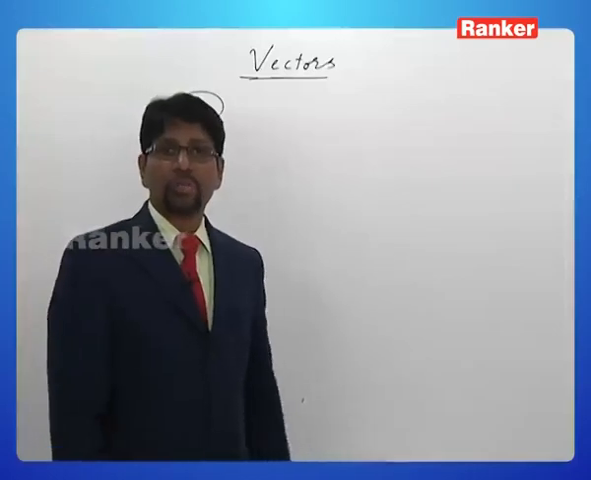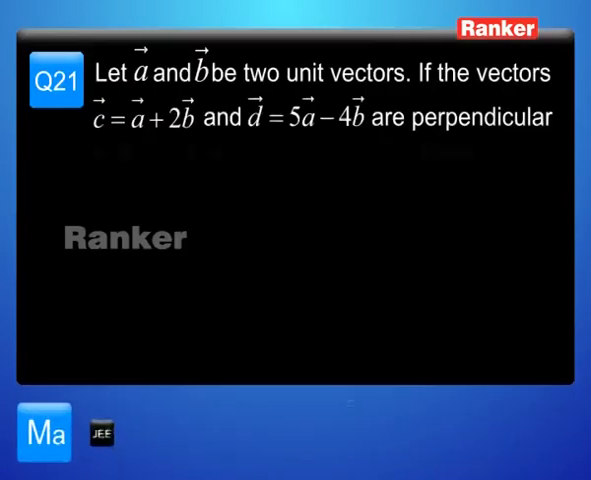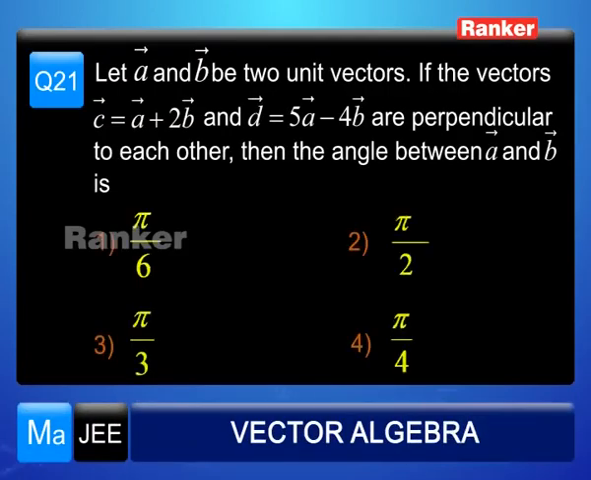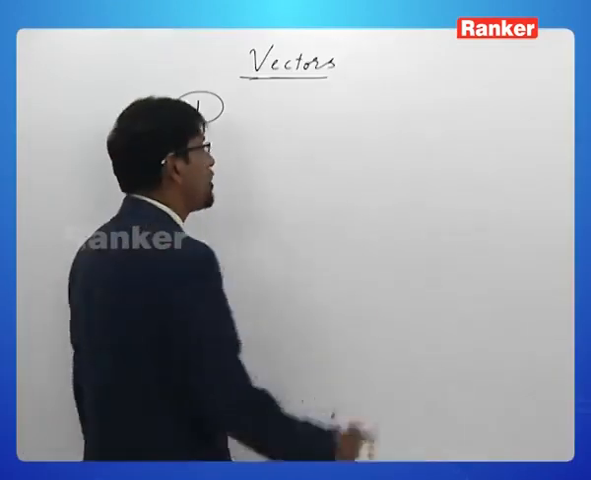So let's move on to the next question, question number 21. Let a bar and b bar be two unit vectors. If the vectors c bar equal to a bar plus 2b bar and d bar equal to 5a bar minus 4b bar are perpendicular to each other, then the angle between a bar and b bar is: first option pi by 6, second option pi by 2, third option pi by 3, and fourth option pi by 4. So let's have a look at this now.